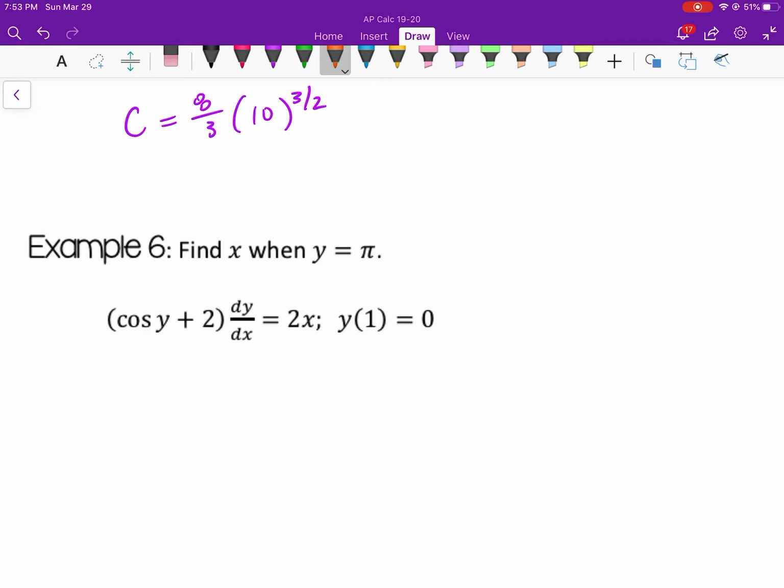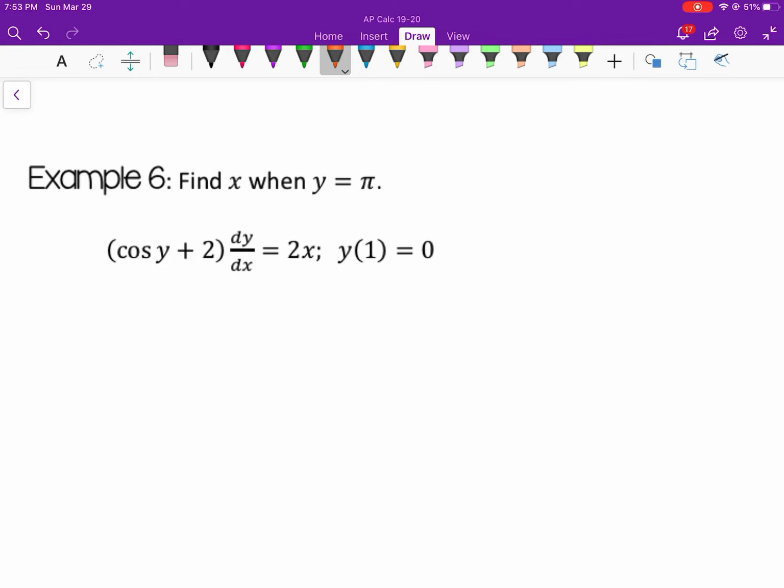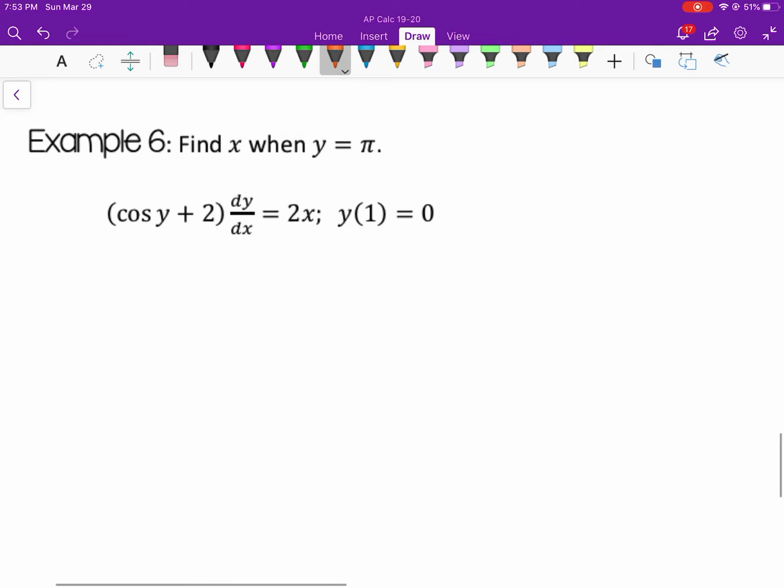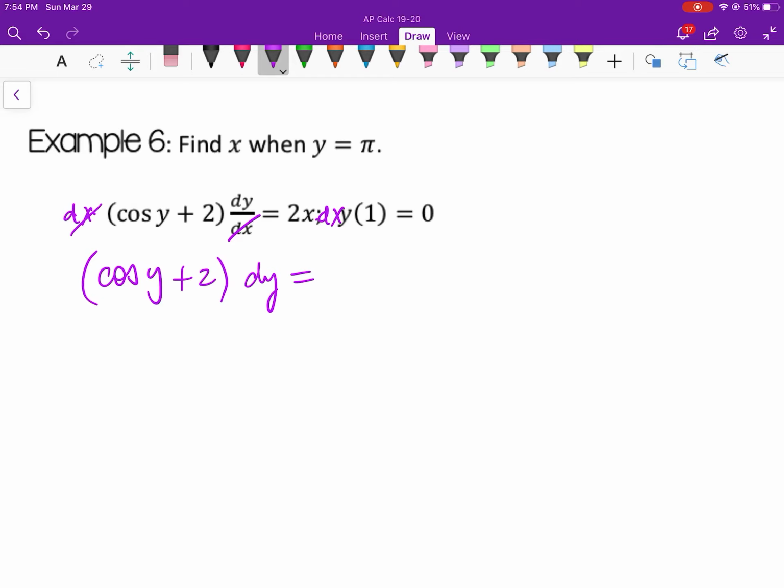Last but not least, our goal is to find x when y equals pi, given this differential equation, and knowing that y of 1 is 0. So we need to solve the differential equation. There we go. So in order to do that, we are going to separate our variables, and it looks like all we have to do is multiply both sides by dx. So it cancels right there, and we just get a y expression on the left. So cosine of y plus 2 dy is going to be equal to 2x dx. Cool.